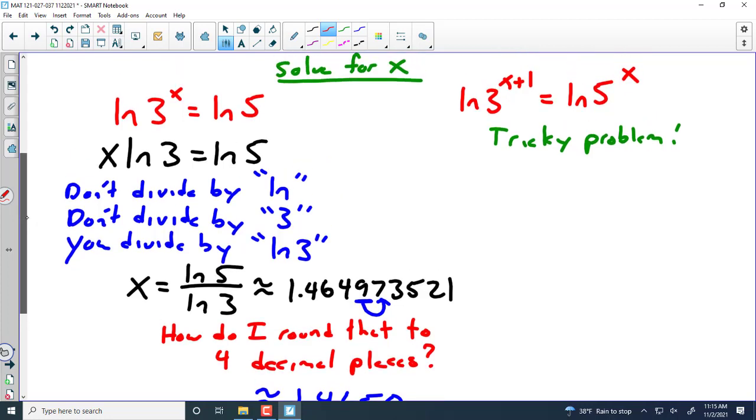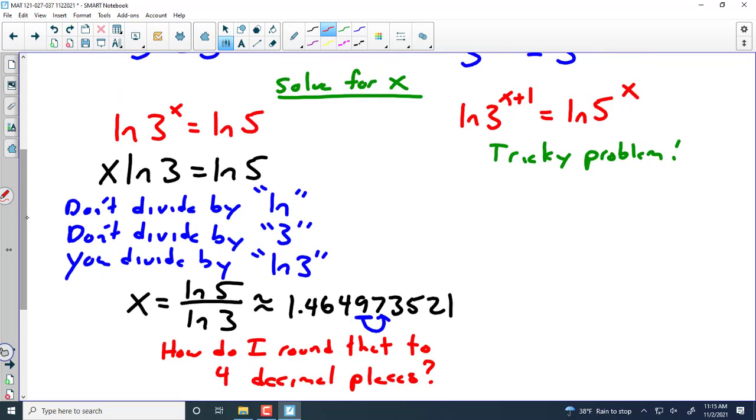All right, class. I took the natural log of both sides. Why did I do that? So I could do what with the powers? Bring them down. Now look at this, everyone. I'm about to make a mistake. Does anyone know what my mistake is?